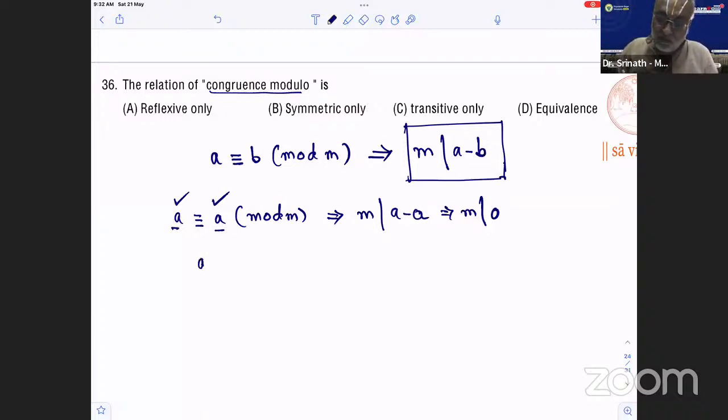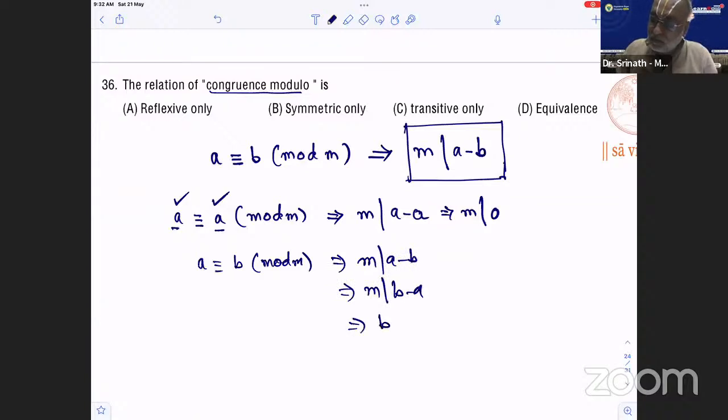Next, if a is congruent to b mod m, this implies m divides a minus b. This implies m divides b minus a. This implies b is congruent to a mod m.